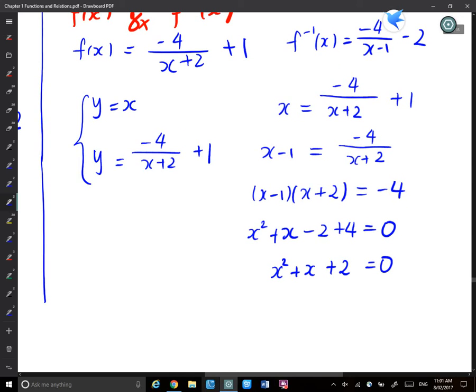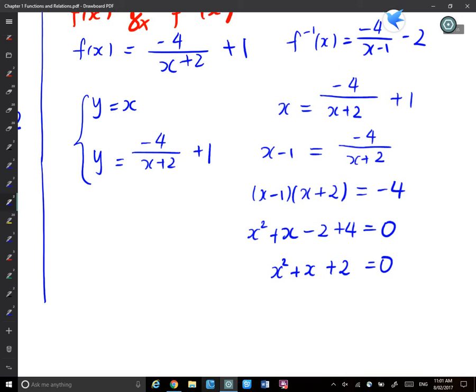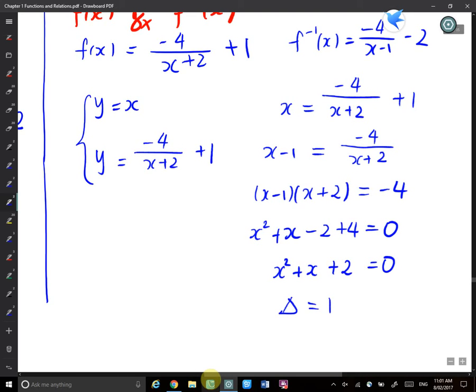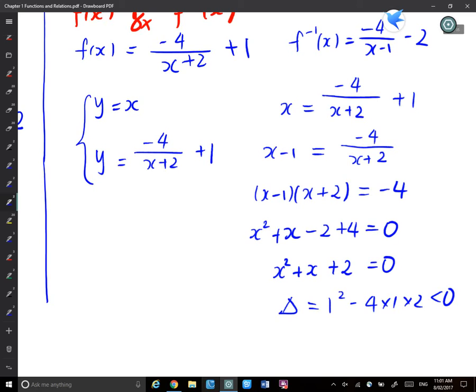Okay, can you see we have no intersections between those two graphs? The discriminant equals 1 squared minus 4 times 1 times 2. That's smaller than 0, and we do not need to work out further from there. So there are no points of intersection. But what I want to show here is how we can find points of intersection and what equations we should use to find points of intersection.